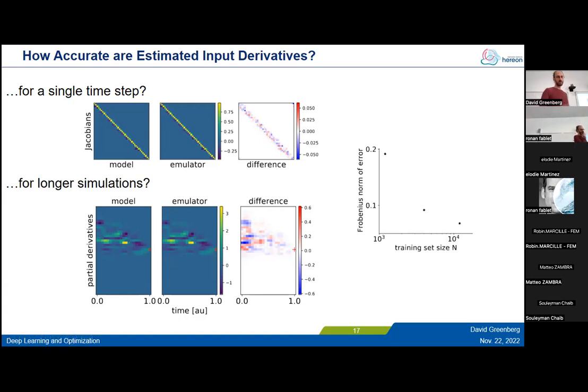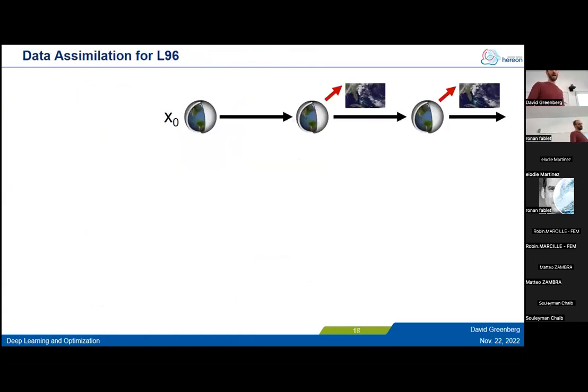derivatives themselves. If we look at the Frobenius norm of these input-output Jacobians, we see actually even up to a much larger training set size, we're gaining benefits after the error was already sort of saturating for the error in the time steps. But okay, so we have our input-output derivatives. We can now differentiate our loss and solve our optimization problem.